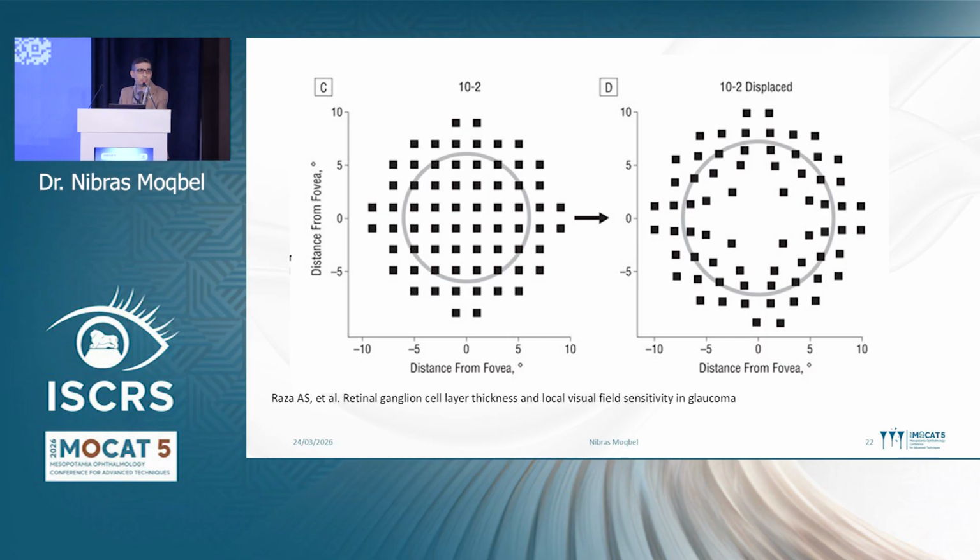And also, as you see, the points for the field are not regularly placed. This is related to what we call retinal ganglion cell displacement, because the architecture of the retina is such that there is a displacement when we try to compare the visual field point to the retinal ganglion cell layer. So it's quite displaced, not regular as we usually think.